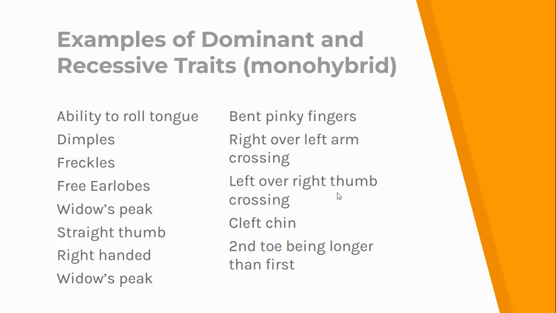Here are some examples of traits that we see in humans that we would classify as monohybrid. So there's a dominant and a recessive form of each of these traits, and you would have either one. A lot of these we looked at in the inventory of traits activity.